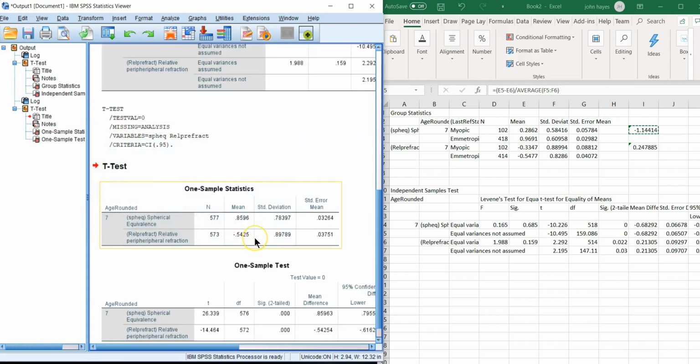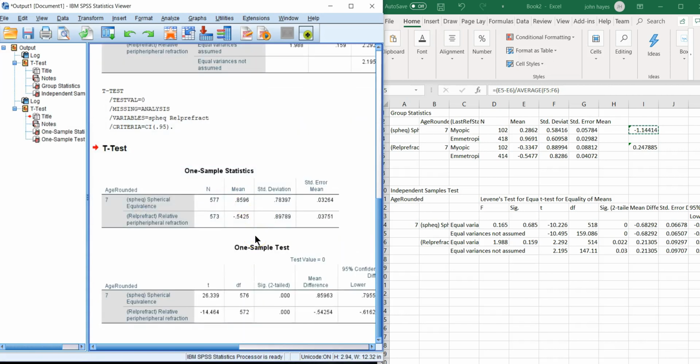Okay. So let's look at what we have here. Notice that for both spherical equivalence and relative peripheral refraction, both are significantly different from 0. In the case of spherical equivalent, it's greater. In the case of relative peripheral refraction, it's less.